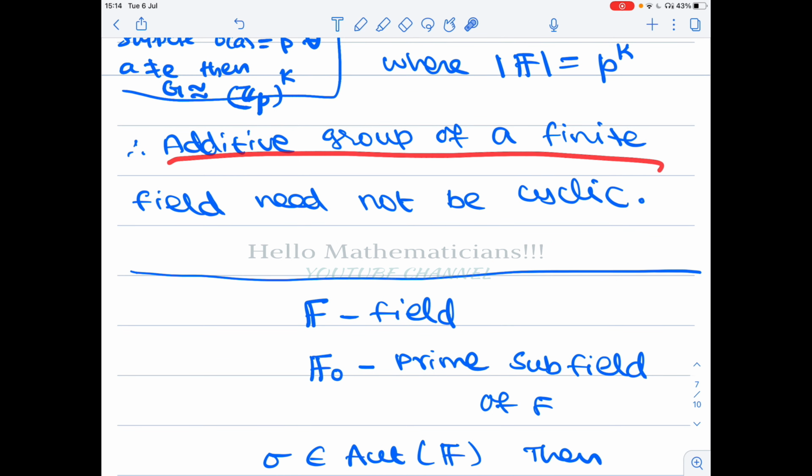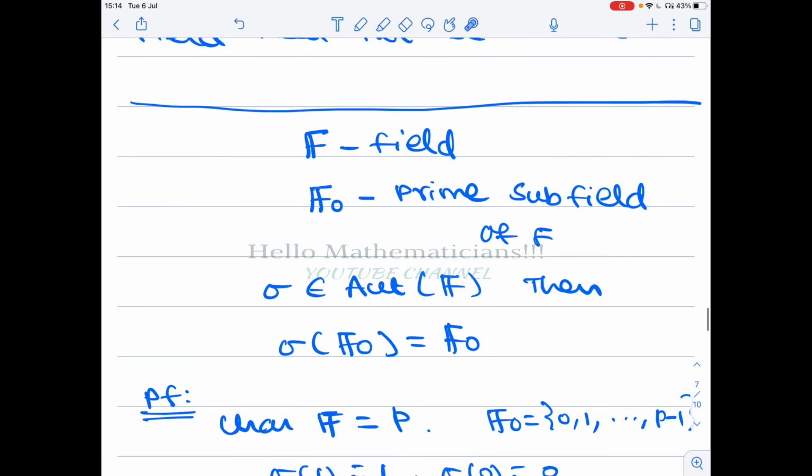This is one of the very important problems. Many times it is asked as one of the options in CSIR problems, in true or false kind of questions, like which of the following statements are wrong. Additive group of a finite field is cyclic. This is one of the options. So it is a wrong statement.